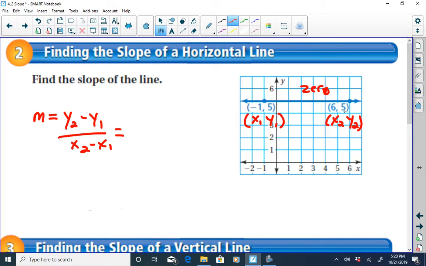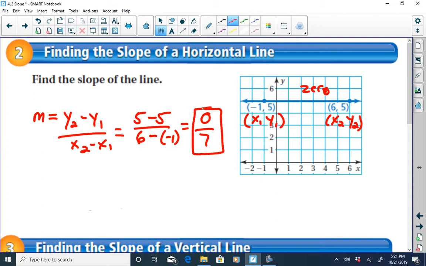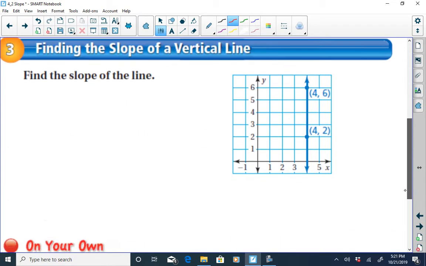So my y2 value is 5, my y1 value is 5. So in the numerator we have 5 minus 5. In the denominator, my x2 value is 6, my x1 value is -1. 5 minus 5 is 0 in the numerator for our vertical change. My horizontal change is 7, right? Because 6 take away -1 is 7, right? But mathematically, there is our slope of 0.